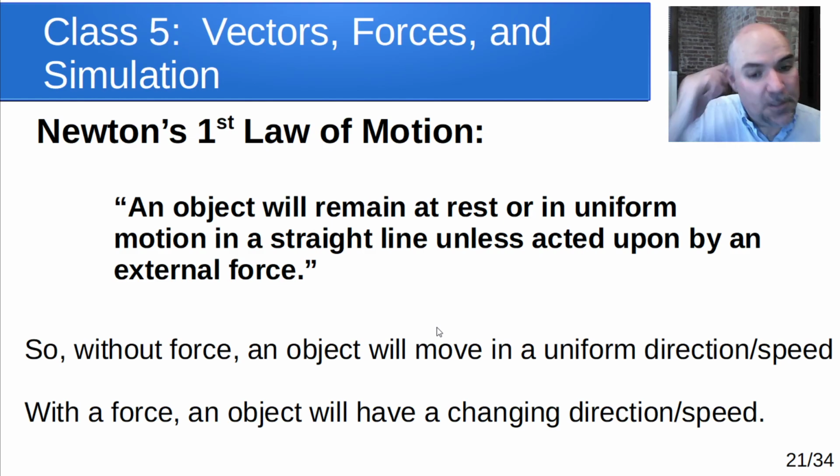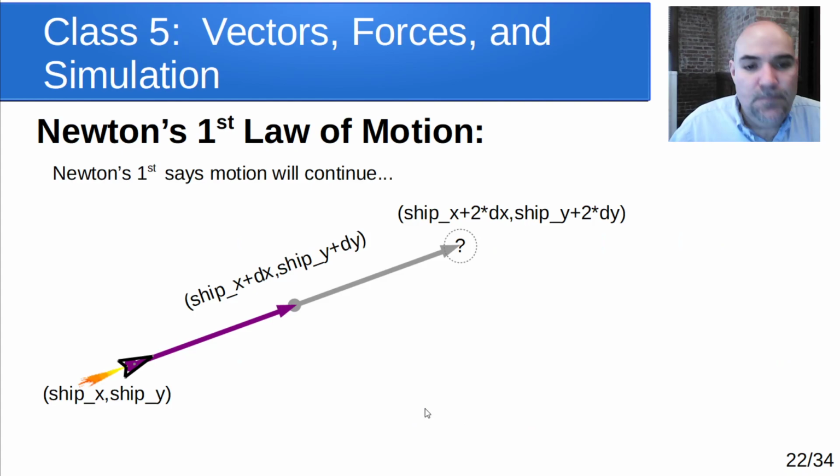All right, so with a force, an object will have some sort of changing direction and speed. So without a force, it won't. It'll continue along that straight path. But if a force comes and acts on it, it'll change the direction of that thing as it's moving. In other words, here's Newton's first law. Here's our ship. There's the vector that's going to have a dx and a dy. And if we think about that as a triangle, without any force, we just repeat that triangle the next time period, and it'll get us to a new place.